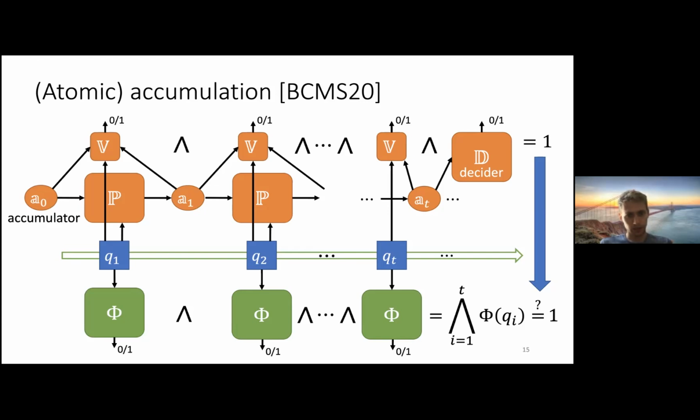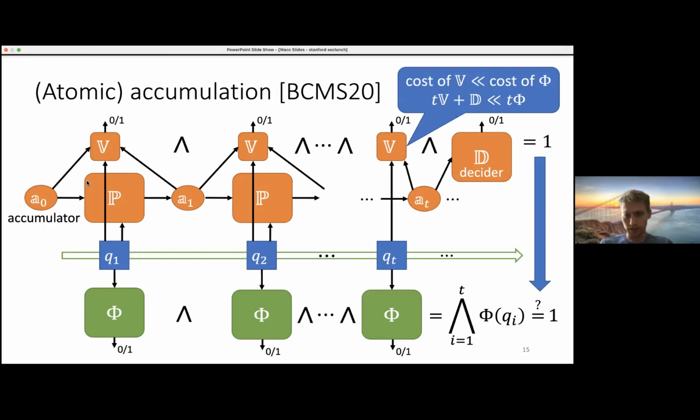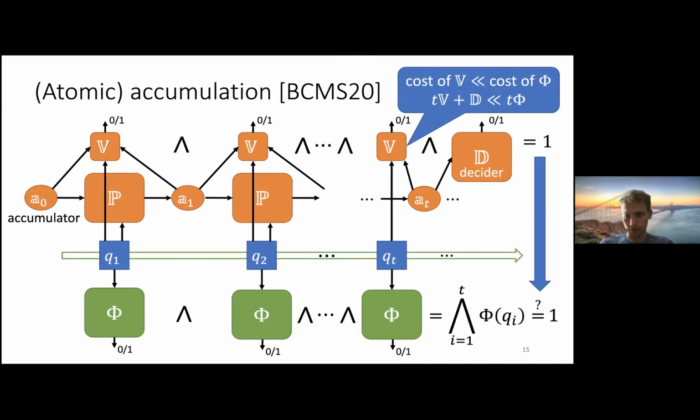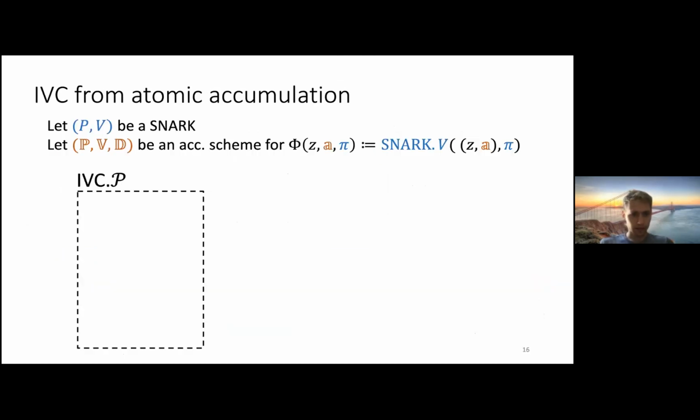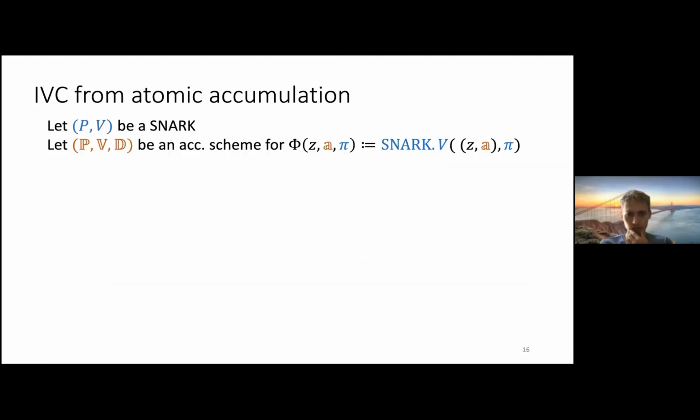Okay, and ideally the cost of the verifier is smaller, so this process saves you computation time, because running the verifier t times plus the decider once should be cheaper than running t times the predicate. And it turns out that even from this notion of accumulation, we can construct IVC. So how does this work?